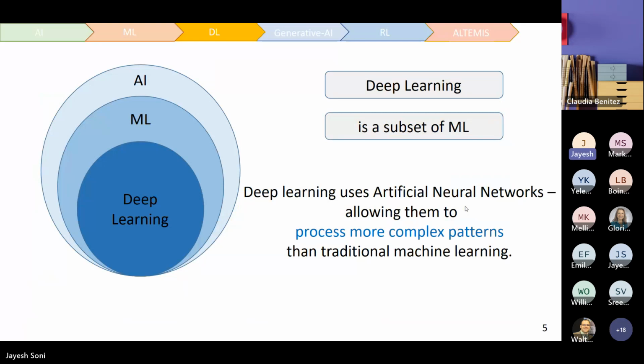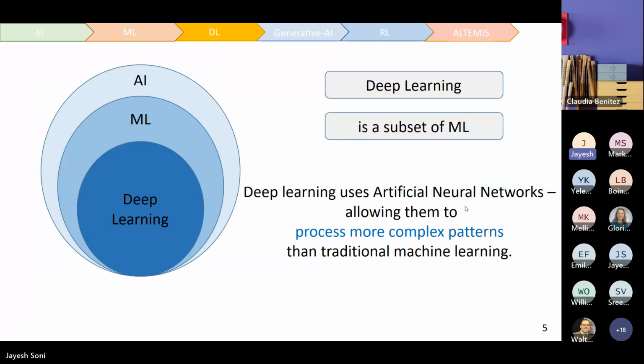Now let's come to deep learning. Now, deep learning is a subset of machine learning, and it uses neural networks which allow them to process more complex patterns, which traditional machine learning is unable to process. Now, as we know, real world data is messy. It's never like one shot good data, and it has so much complexity, so many patterns that if we use some of the traditional machine learning, we may not get the result that we want towards our objective. So in that case, we can use deep learning based algorithms.